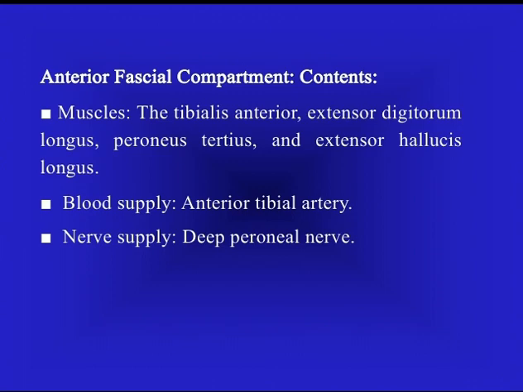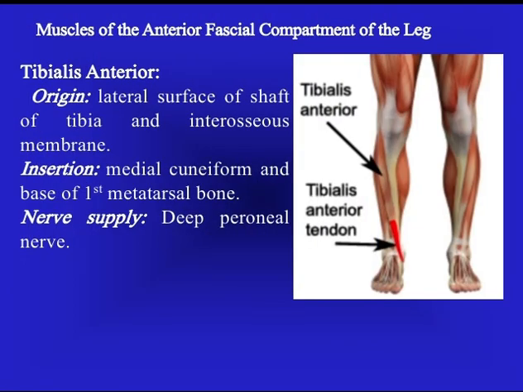Anterior fascial compartment contents: the muscles are tibialis anterior, extensor digitorum longus, peroneus tertius, and extensor hallucis longus. Blood supply: anterior tibial artery. Nerve supply: deep peroneal nerve. Regarding tibialis anterior, it originates from the lateral surface of the shaft of the tibia and interosseous membrane, and is inserted into the medial cuneiform and the base of the first metatarsal, supplied by the deep peroneal nerve.